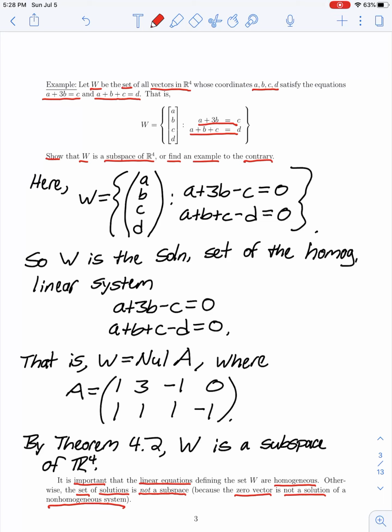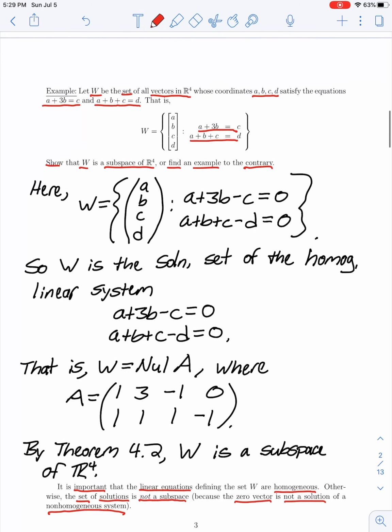Now, another way which we could have gone about showing that W is a subspace is to show that it is a space which is spanned by a set of vectors, and then use theorem 4.1 from our last section, which says the span of any set of vectors is a subspace. So how could we show that this is a spanning set, or a set spanned by vectors?